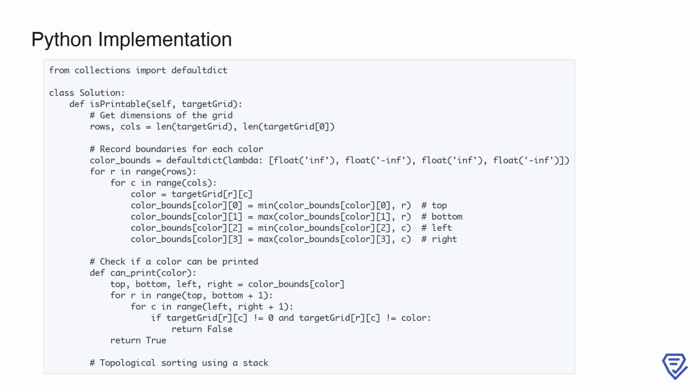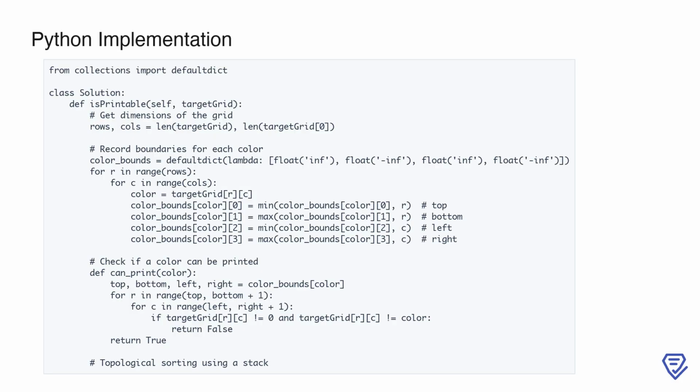For every cell, we retrieve its color and update its boundaries. For instance, the top boundary is updated to be the minimum row index where this color appears, and the bottom boundary becomes the maximum row index. Similarly, the left and right boundaries are calculated based on the column indices. This step essentially maps out the rectangular area occupied by each color in the grid.